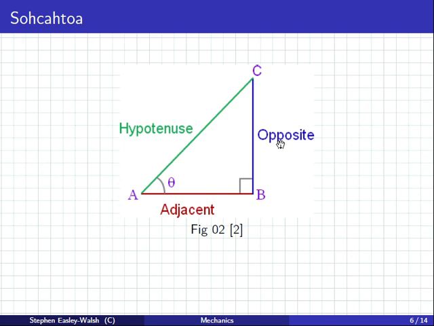Now, maybe some new words for you. The sides of the triangles have names. If this is the angle here, we call this side the opposite, we call this side the adjacent, and we call this side the hypotenuse. Now, I don't know if you know these words. Some of you might. But I would think it's a good idea to write it down.